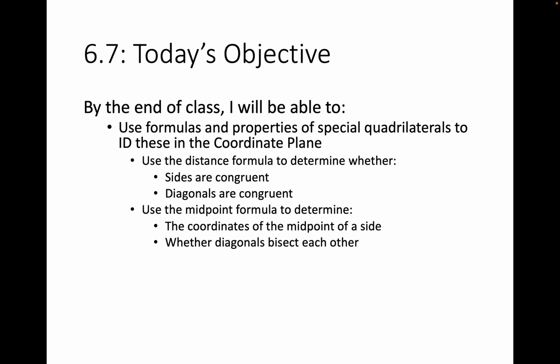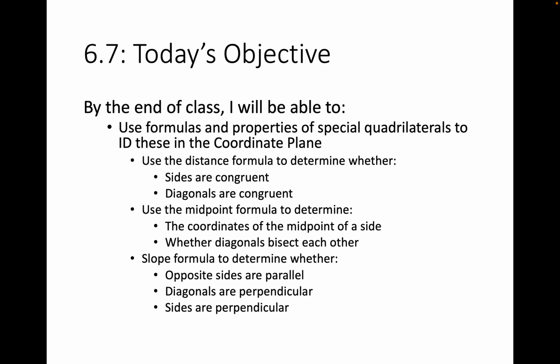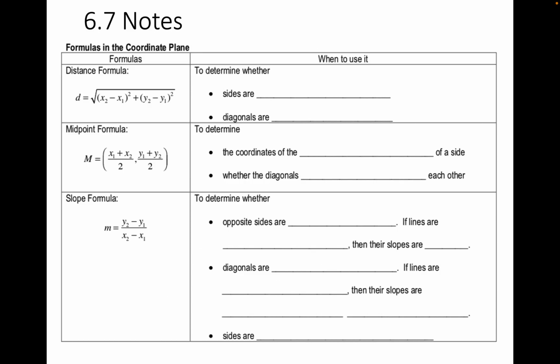You can use the midpoint formula to determine the coordinates of the midpoint of a side or determine whether diagonals, for example, bisect each other. And you can use the slope formula to determine whether sides or diagonals are parallel or perpendicular. All right, great. So let's get started with some notes today.